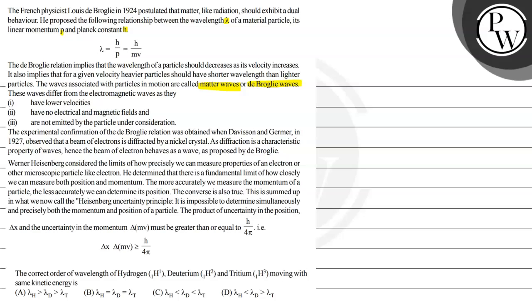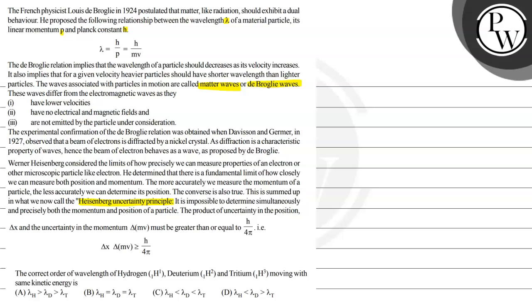Werner Heisenberg considered the limits of how precisely we can measure properties of an electron or other microscopic particles like electron. He determined that there is a fundamental limit of how closely we can measure both position and momentum. The more accurately we measure the momentum of a particle, the less accurately we can determine the position. The converse is also true. This is summed up in what we now call the Heisenberg uncertainty principle.